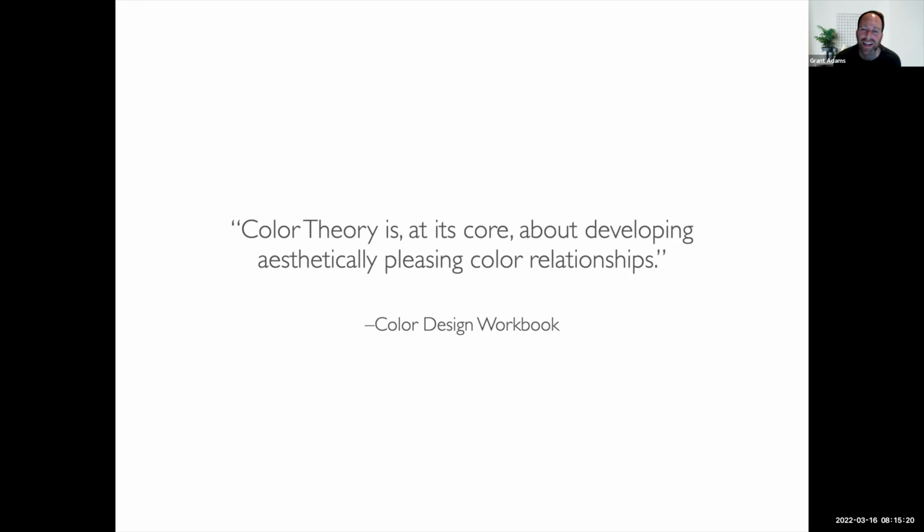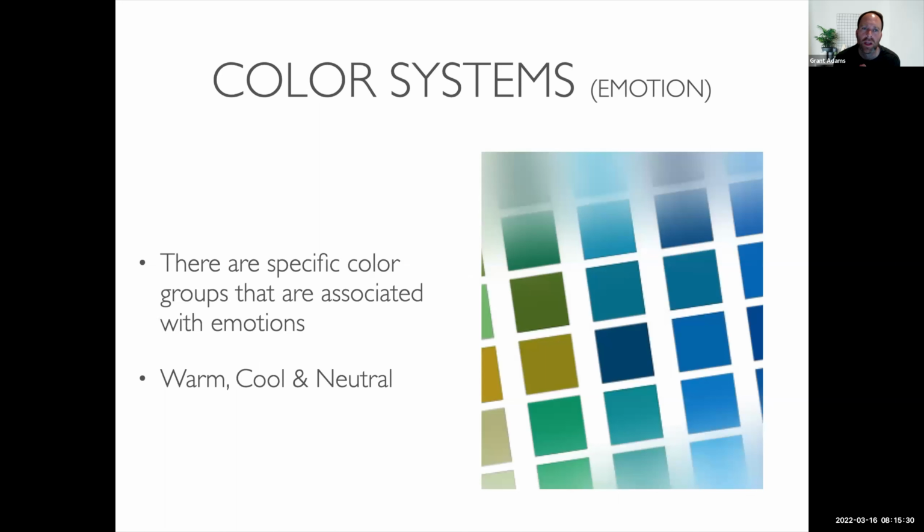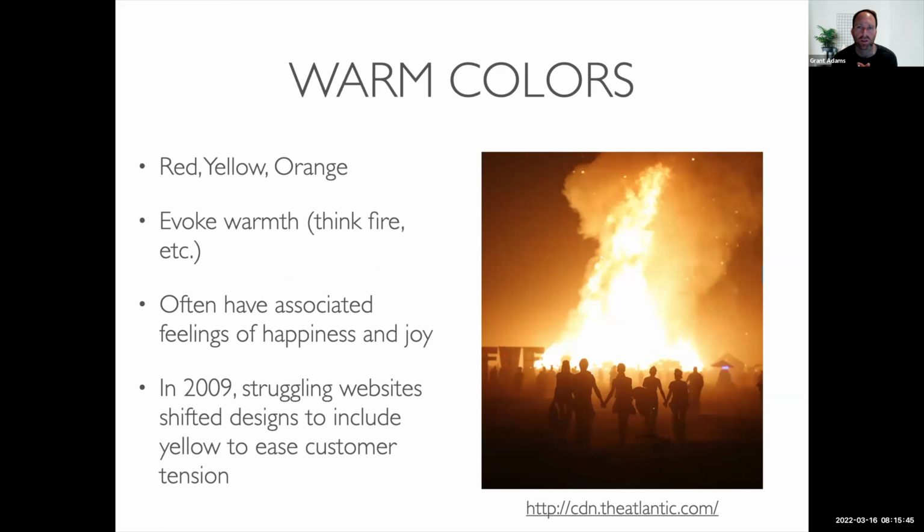Color theory is at its core about developing aesthetically pleasing color relationships. Well, that's obviously important. How do these colors work together? So we can think about broad color systems in terms of emotion. There are specific color groups that are associated with emotions. We can have warm colors, we can have cool colors, and we can have neutral colors. So what are these warm colors? Well, the warmer colors tend to be, if you think about like fire, for example, reds, yellows, and oranges.